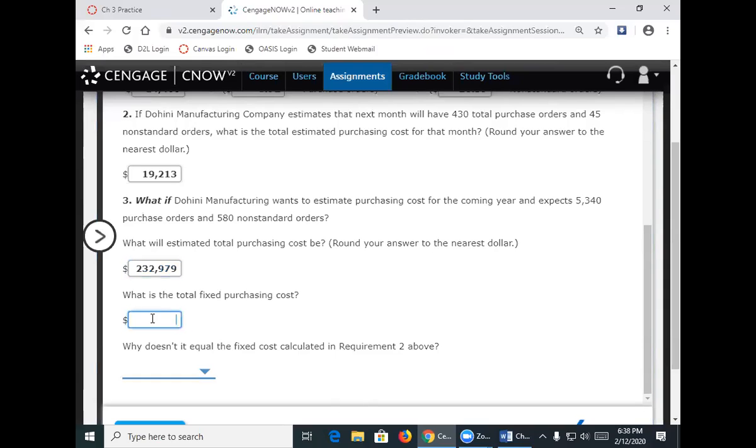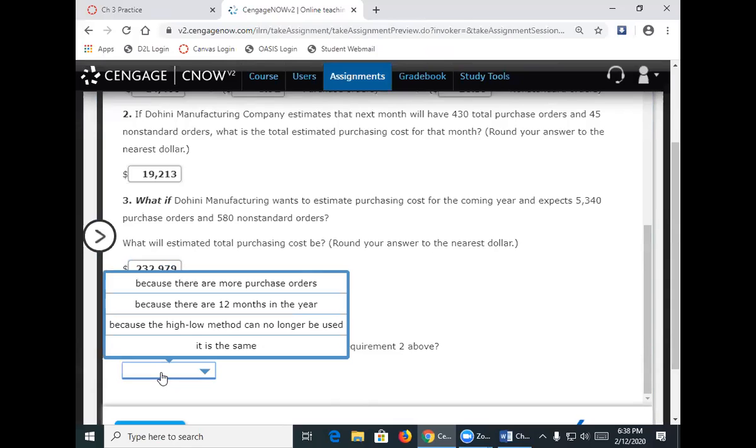232,979. And then again, to get the total fixed portion, we would just take the 14,460 times 12. And how much was my fixed? 173,520. Very good. 173,520. And I know they keep asking us the same thing over and over.